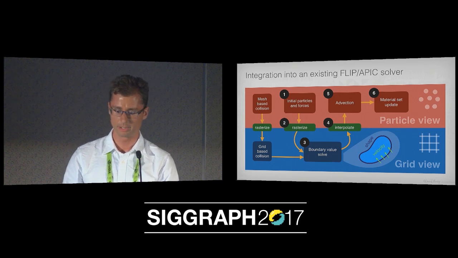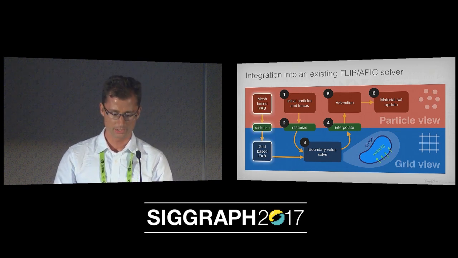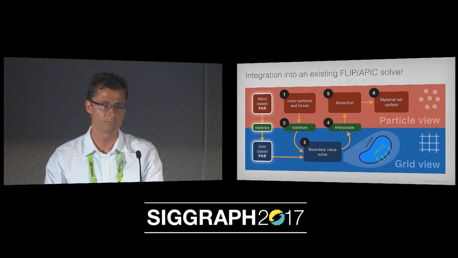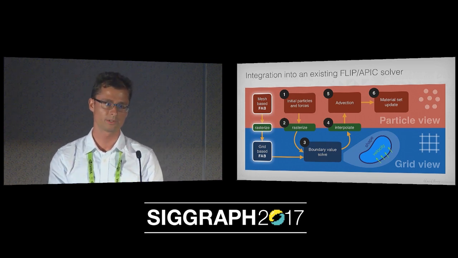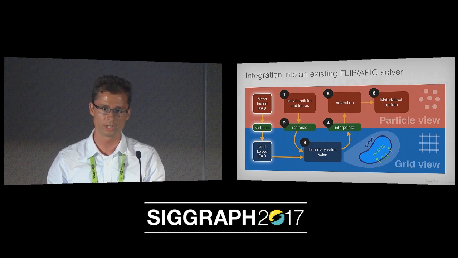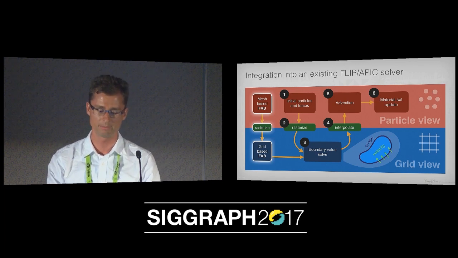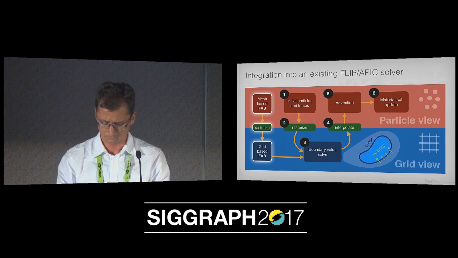So how do we integrate the fluxed animated boundaries in our solver? Basically, it happens right here. Instead of collision objects, you would put the fluxed animated boundary in there. The only difference is that instead of having one velocity field, you would have two velocity fields. You would have separately a shape and a material velocity.